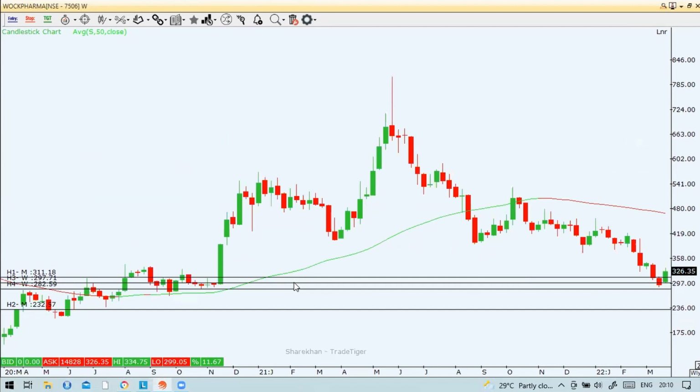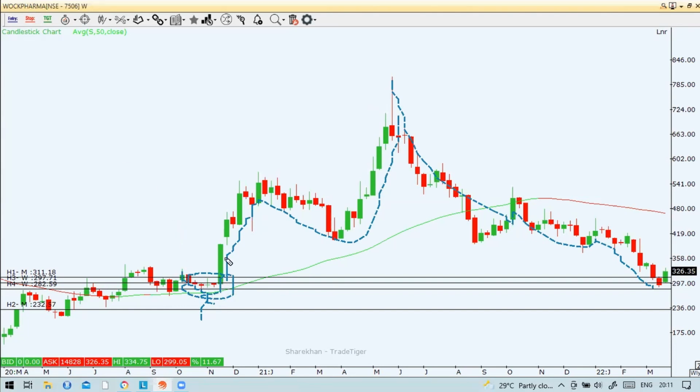I'm zooming out here. Can I say this pattern? There is some kind of demand in November 2020. The chart is telling me that last time when price came to 300 levels, there was a breakout. Price moved from 300 to 800 level. So when the price comes back into this demand zone, there would be a lot of buyers who would be interested to buy Wockhardt Pharma.